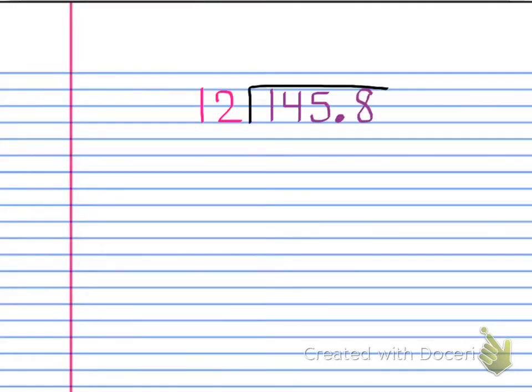All right, so we're also going to do this problem here, 145.8 divided by 12. So go ahead and pause your video now, and I want you to go ahead and do that problem on your own as well. All right, great. Welcome back. So hopefully you didn't have any problems with that problem. We're going to place the decimal first, and then we're going to ask ourselves, how many times does 12 go into 14? Well, 12 goes into 14 one time.